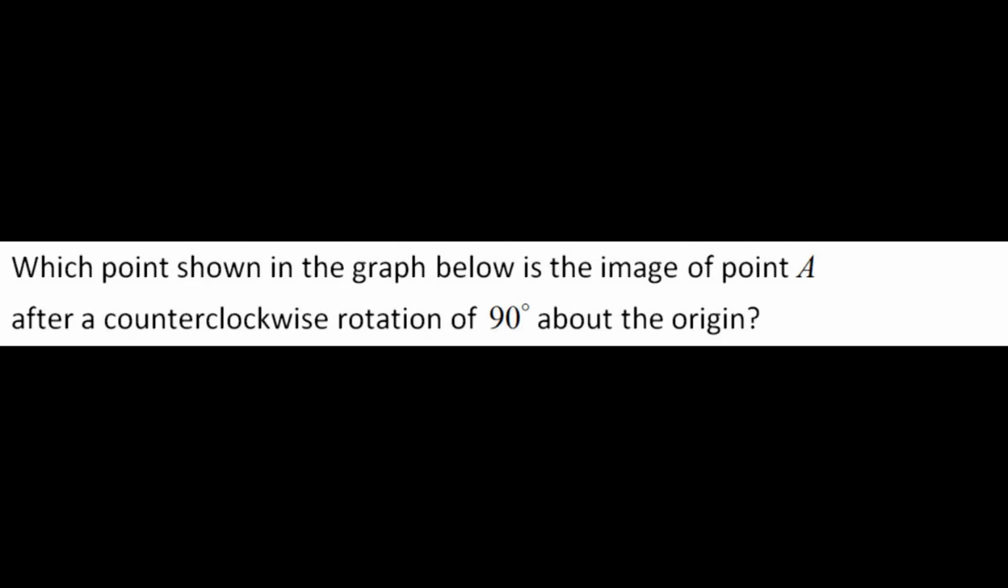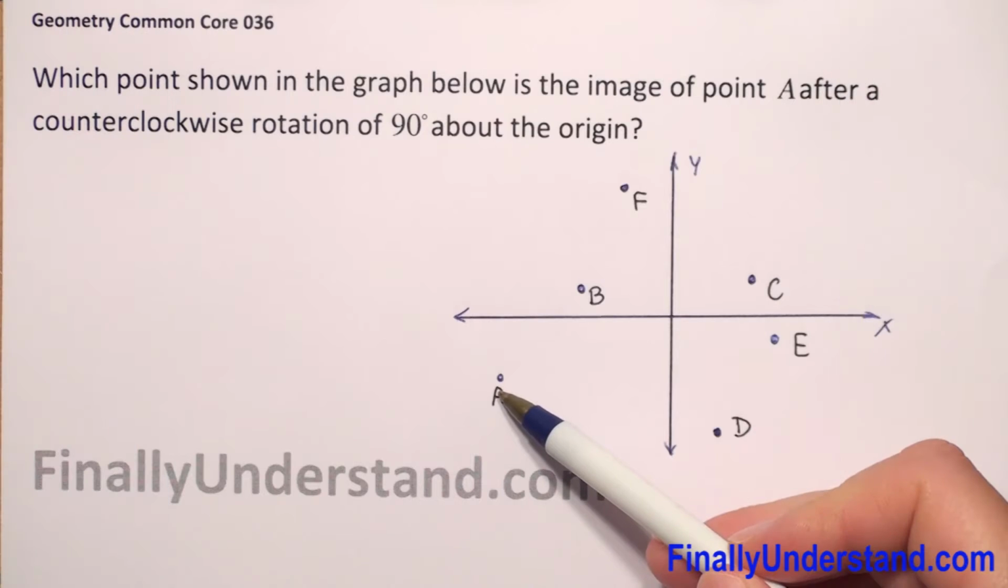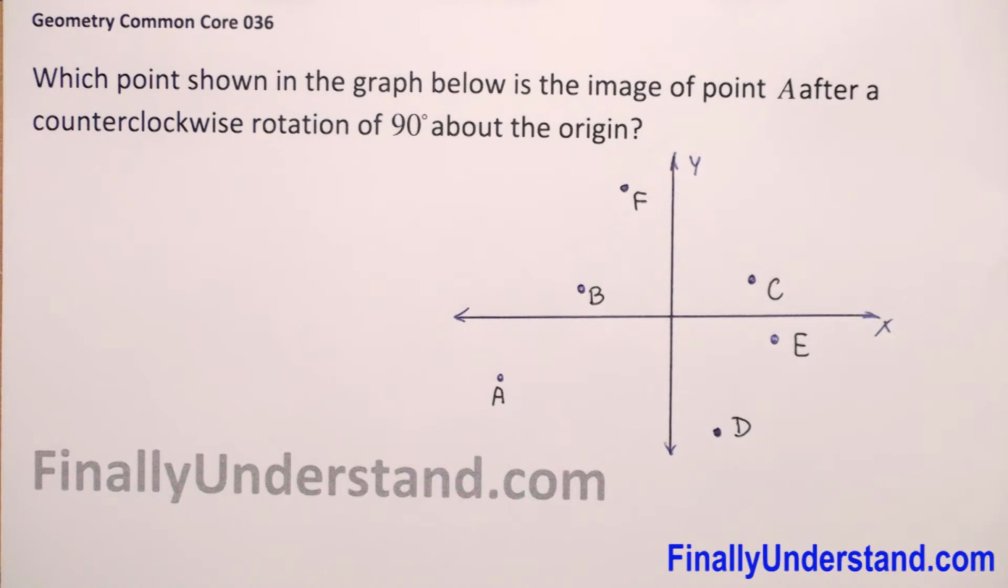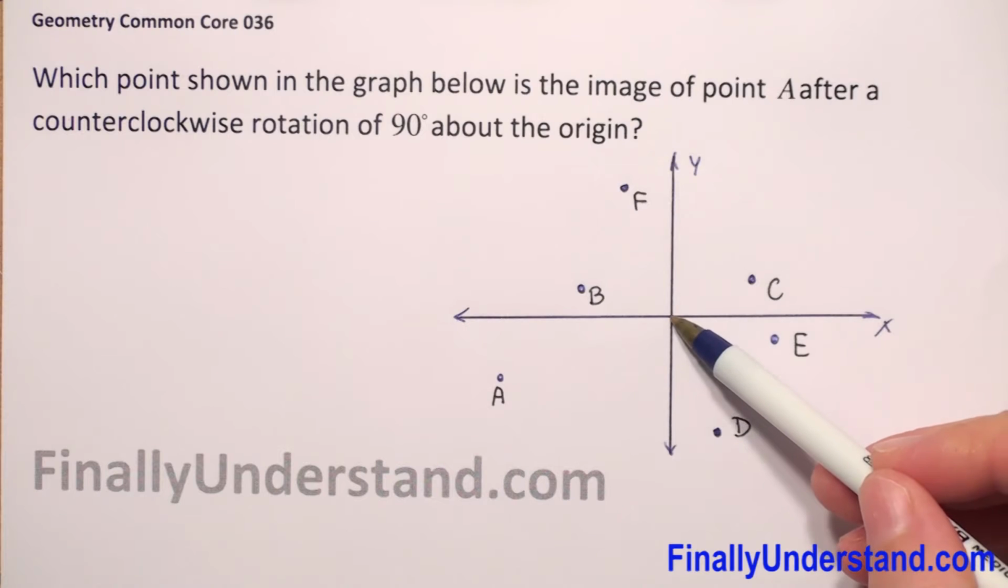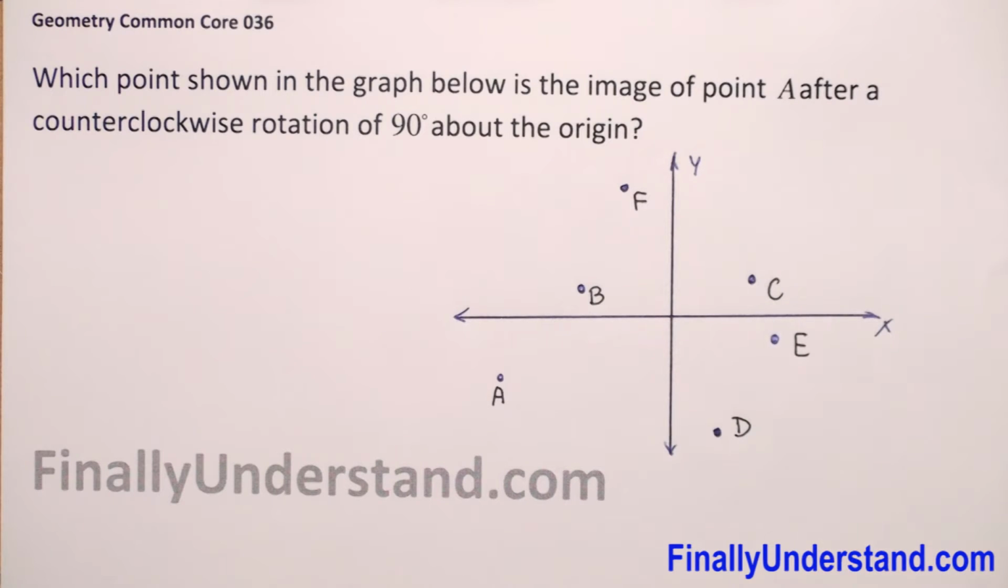Which point shown in the graph below is the image of point A after a counterclockwise rotation of 90 degrees about the origin? This is the origin.